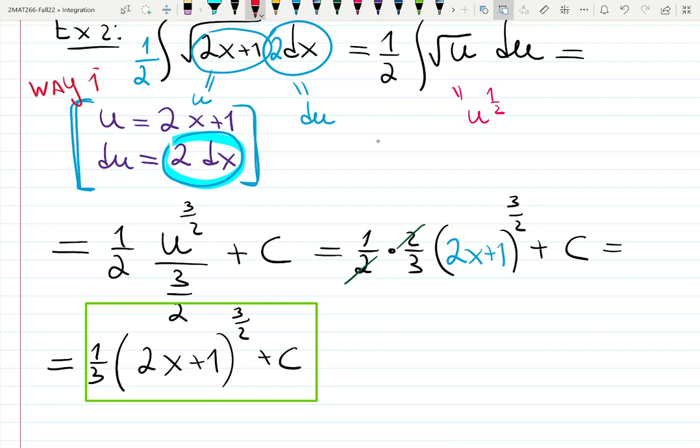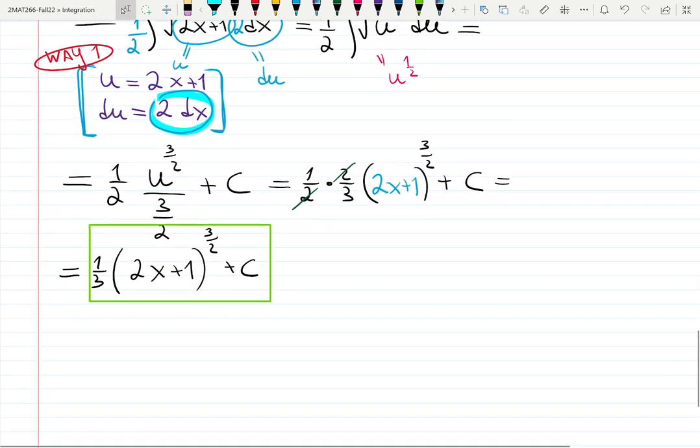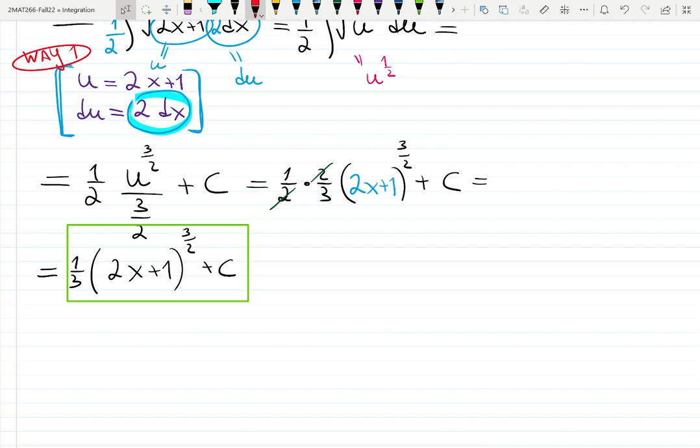I was taught this way, and I was very happy about it. And then I saw a different way in America, so let me show you the second way. And then you choose the one you like. Doesn't matter, they're both good. Way 2. Way 2 is more popular here.